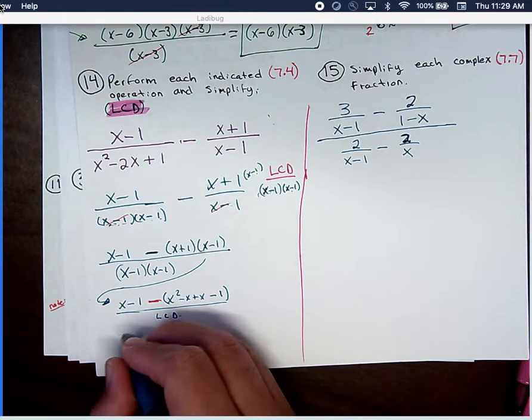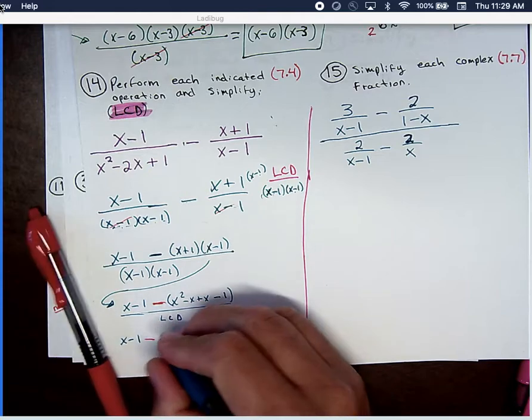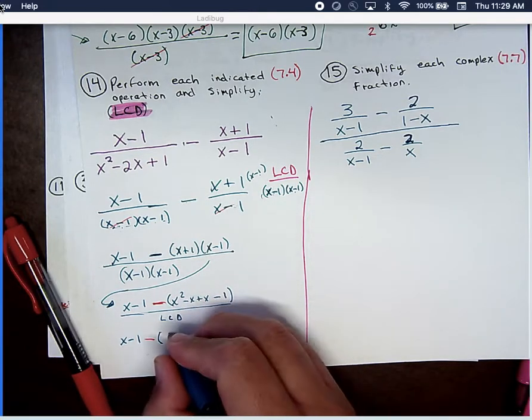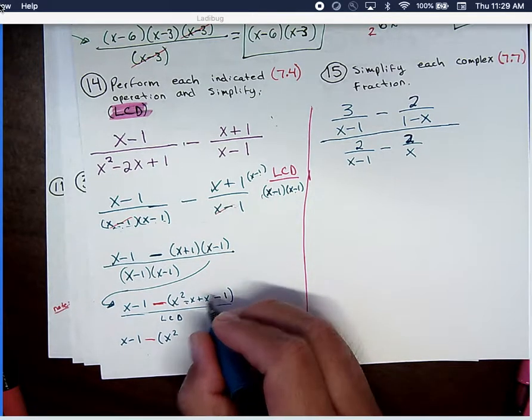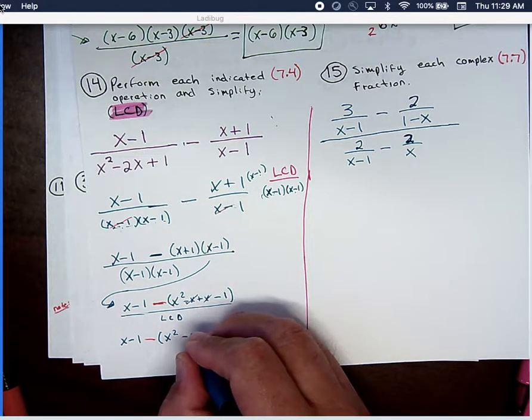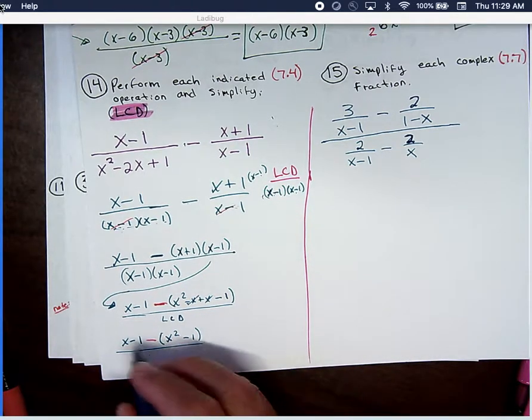So again, let's do it again. x minus 1, minus, so x squared, minus, this cancels out, minus 1, over the LCD.